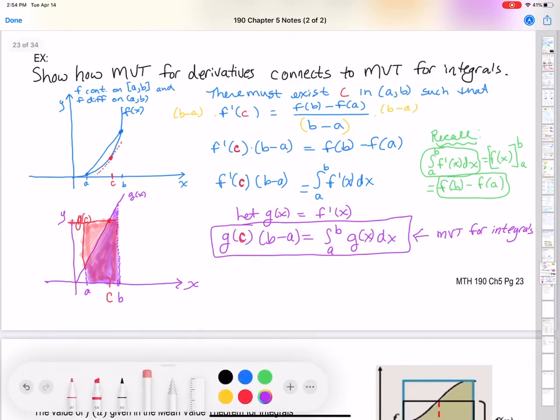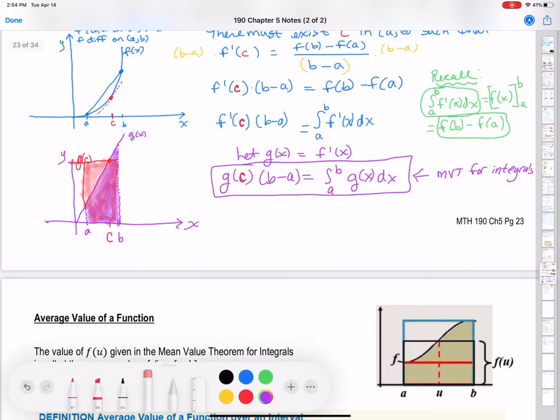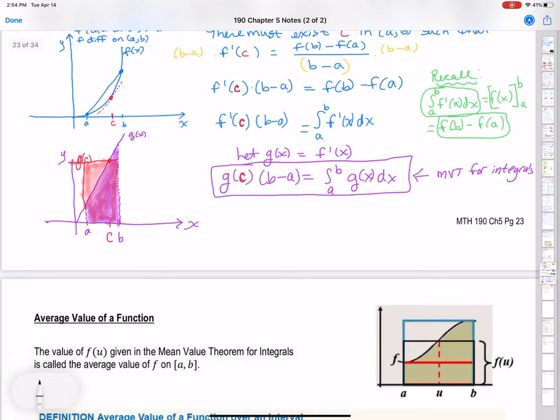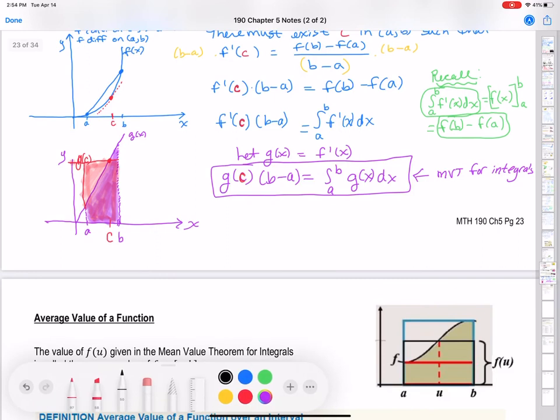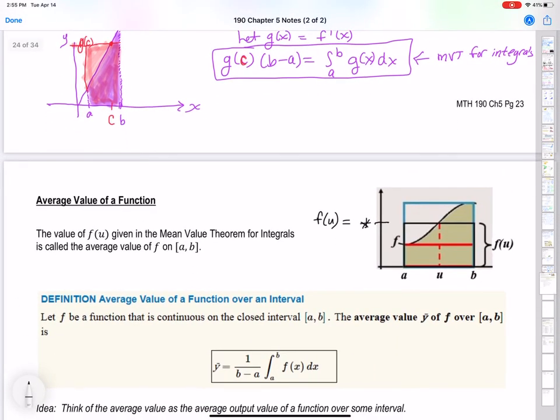And then related very tightly to both of these is what we call the average value of the function. So this value that we get, the existence of this c, or what we stated with the mean value theorem, the existence of u. This value that back up in my original development I called asterisks, which was equal to f of u, is called the average value of f.